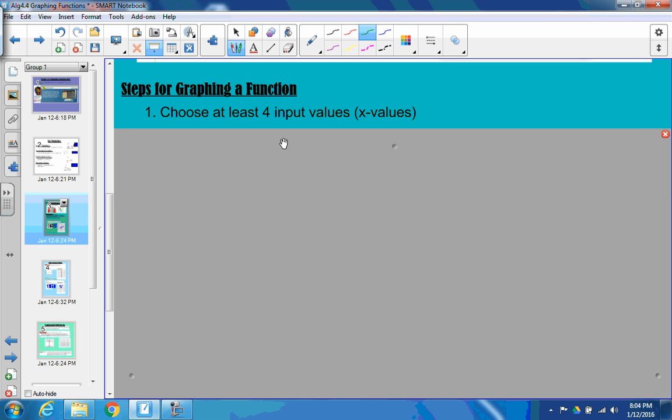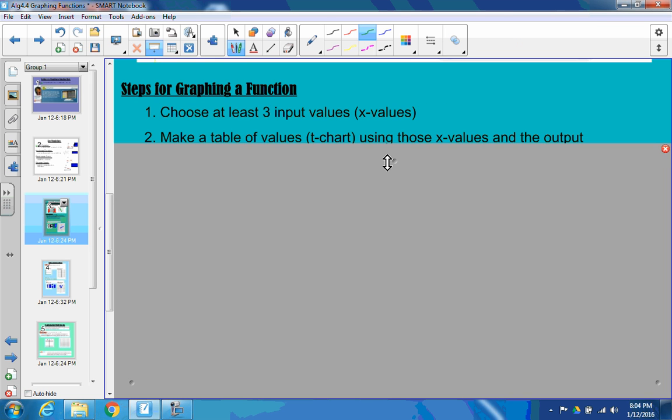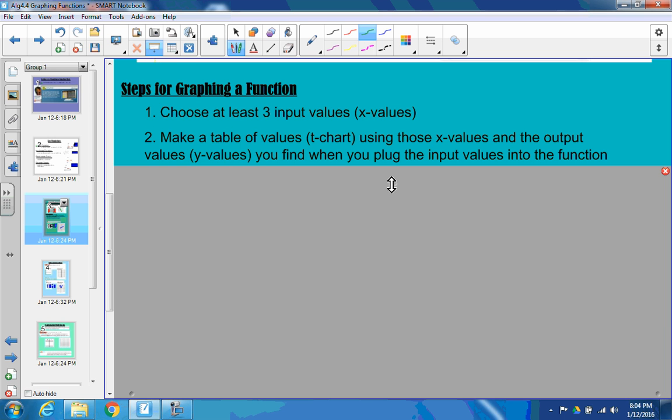Choose at least 4 input values. Those are your x values. Now, I don't want to lie to you. You really only need 3. Technically, 3 is enough to make a graph. 4 is better, but 3 is enough. Make a table of values, or t-chart, using those x values and the output values, or y values, that you find when you plug the input values into the function.